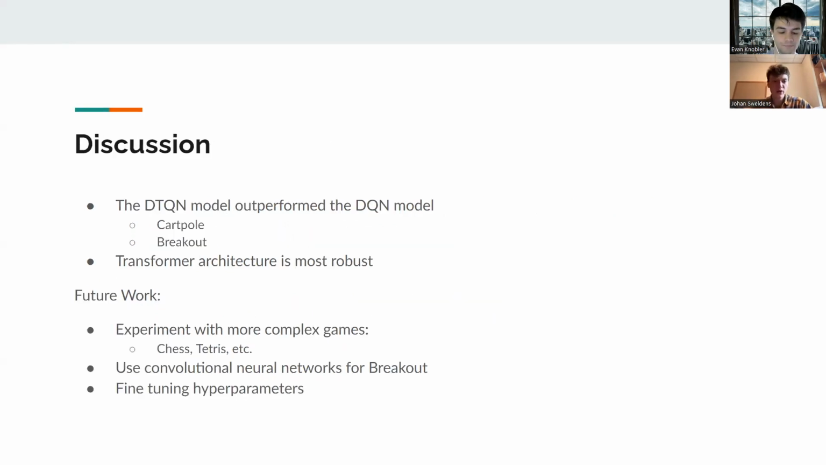For our overall conclusions, the DTQN did, in general, outperform the DQN. This was replicated in our results in CartPole and in Breakout. This is a pretty interesting result since it shows that the transformer architecture is a more robust model when it comes to performing reinforcement learning. Maybe it has something to do with the attention modules and how they're able to learn. Overall, it was a very exciting result.